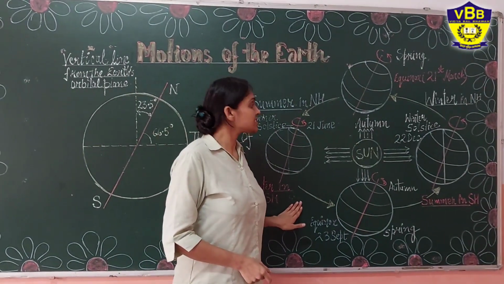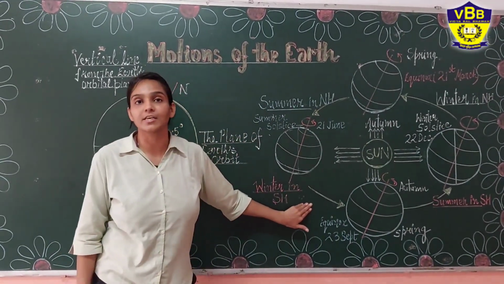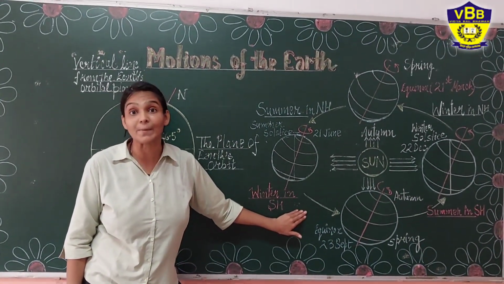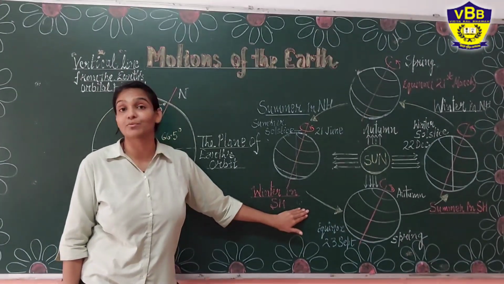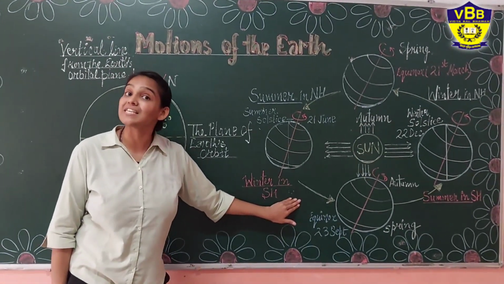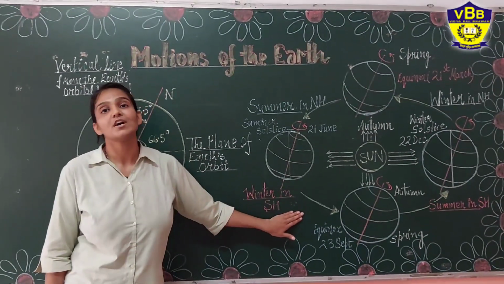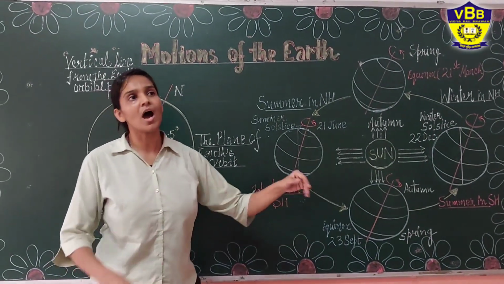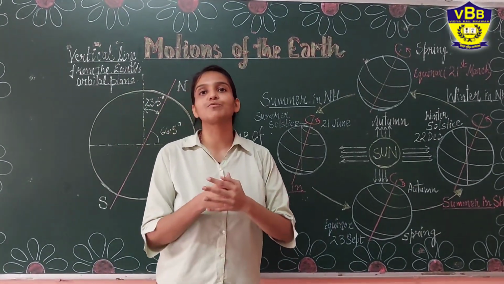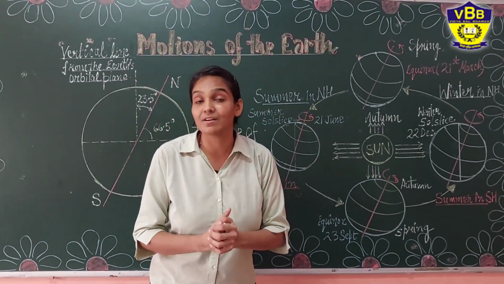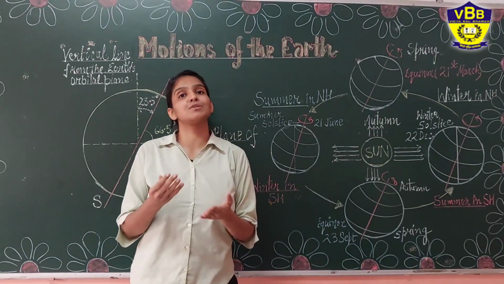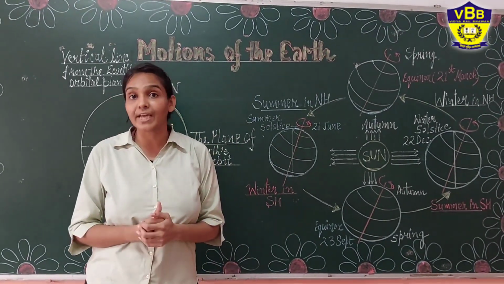Now, this revolution of the earth around the sun causes one main thing that we experience throughout the year. That is seasons. Your seasons are formed due to the revolution of earth around the sun. Now, how much time does it take to revolve around the sun? In a year, it takes 365 1/4th days.